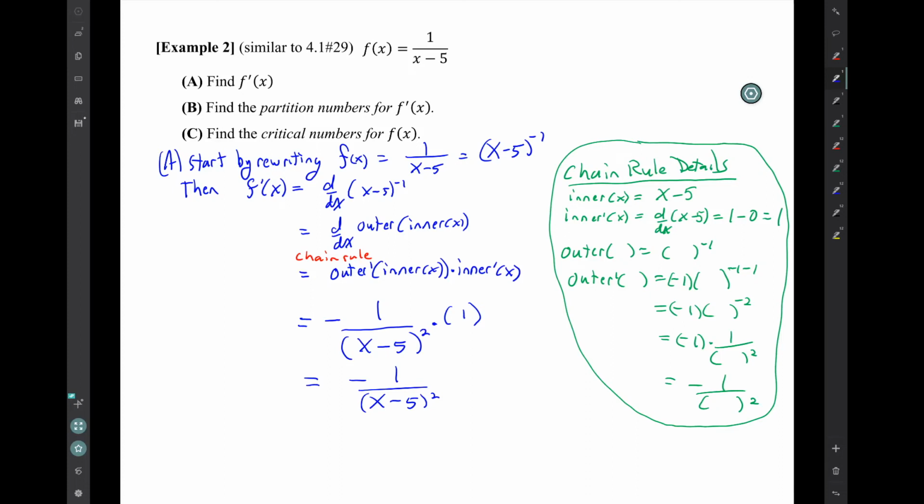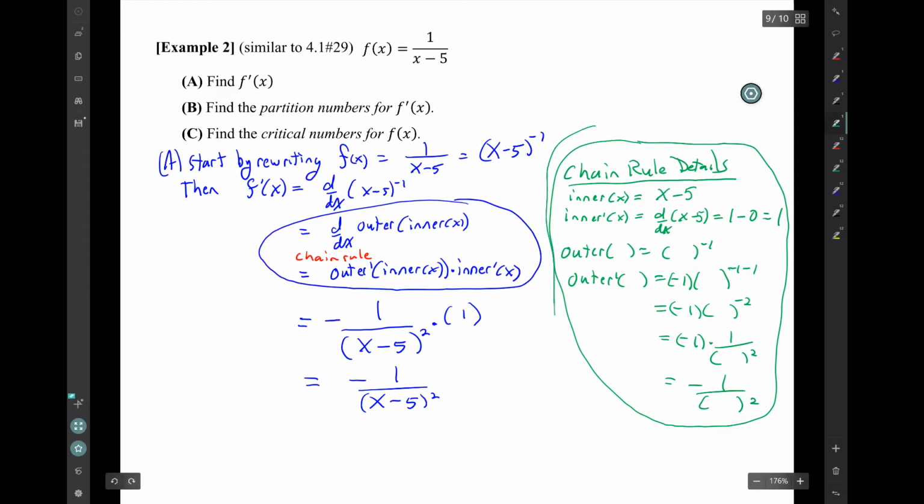So there's a long calculation of f prime of x. Notice that I recognize the form of a nested function, so I used the chain rule. I did the chain rule details over here on the side. Notice that I made a mistake early on. I wrote this as x minus 1, and then I corrected it later.